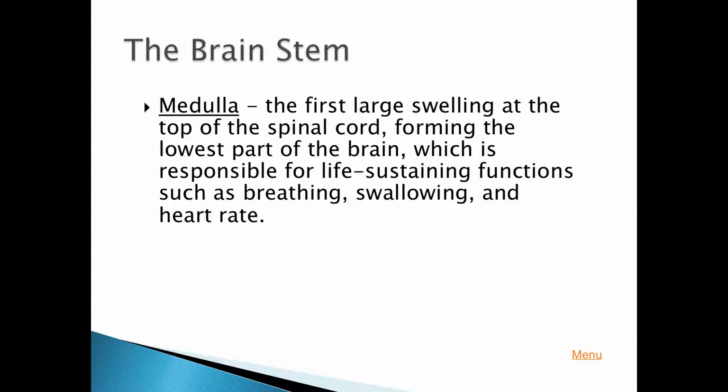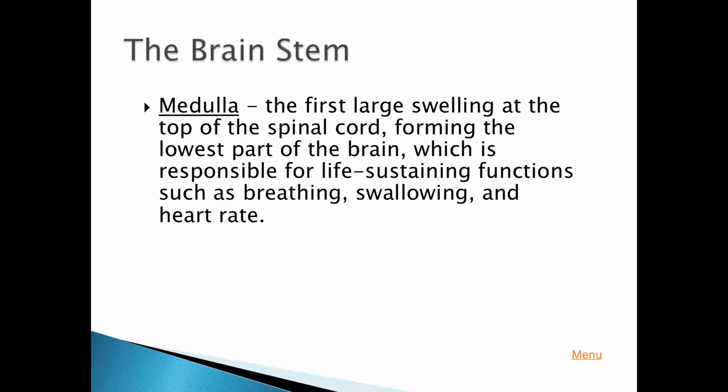The medulla, we'll show pictures, but we'll describe it first. The medulla is that first large swelling that sits at the top of the spinal cord. It's really the lowest part of the brain, so it's connecting the brain to the spinal cord. And I mentioned this the other day. It is responsible for a lot of the life-sustaining functions that we engage in. Things like breathing, swallowing, and heart rate.